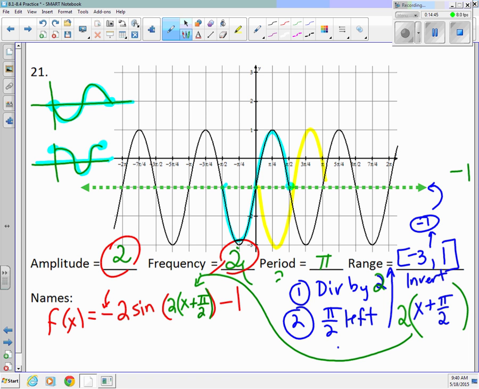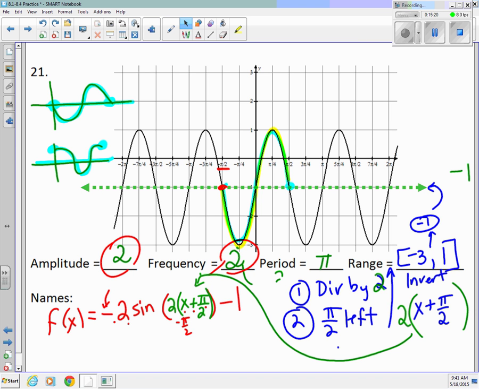By the way, if you're not sure about this, just remember something. You could plug in values and see if it works. So for example, if I plug in negative pi over 2 into this rule, that would give me negative 2 sine of 2 times negative pi over 2 plus pi over 2 minus 1. Negative pi over 2 plus pi over 2 gives me 0. And then I get sine of 0, which gives me 0. Multiply by negative 2, I get 0, minus 1. I'm right where I need to be. And you can always plug in values to see if these functions work.